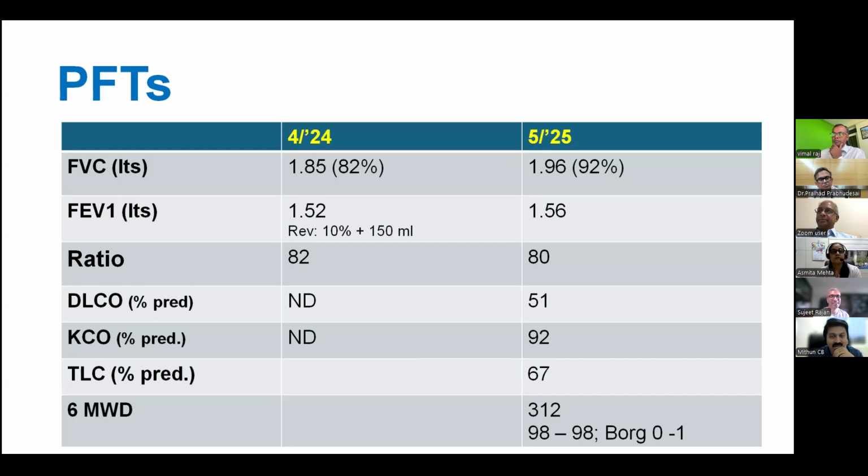And this is our lung function. Last year to this year, there's a slight increase actually. Some reversibility, 10% in 150 ml. That's why I think she was put on all these inhalers. I stopped the theophylline and all that. Her DLCO wasn't done last year. This year we did it, 51%. And a 6-minute walk test was pretty decent for her age, 312 meters, saturation 98 not going down, Borg 0 to 1. So, Vimal.